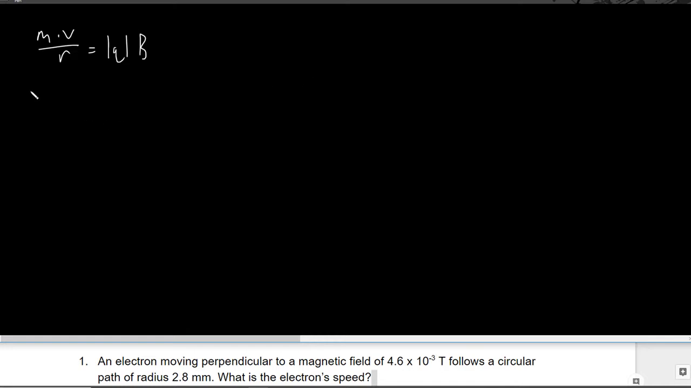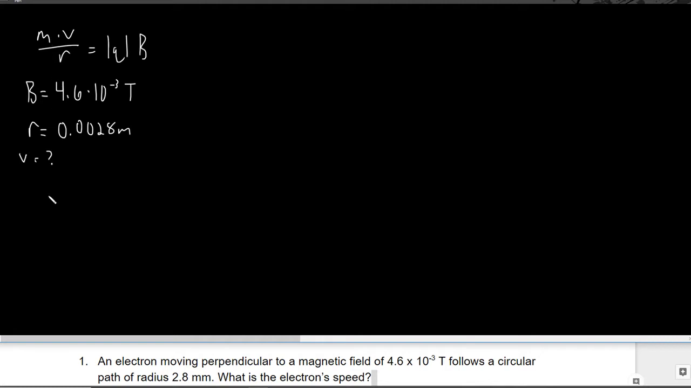So I know B is equal to 4.6 times 10 to the negative third teslas, or 4.6 milliteslas. And the radius of the circular path we said was 2.8 millimeters. Once again, I can't use these equations with millimeters, so let's just go ahead and write that as 0.0028 meters. They want to know the electron speed.